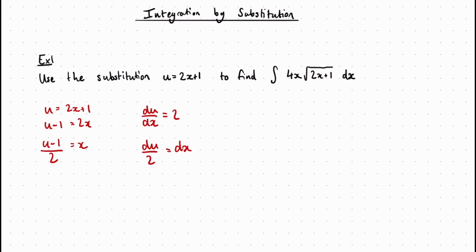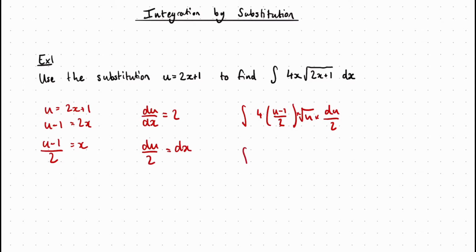So this is what our integral is now going to look like. We're going to have 4 lots of u minus 1 over 2 times root u times du over 2. Okay. Some simplifying here: we've got 4 times a divide by 2 times a divide by 2, which means they're just all going to disappear, leaving us with just u minus 1 times root u and our du.